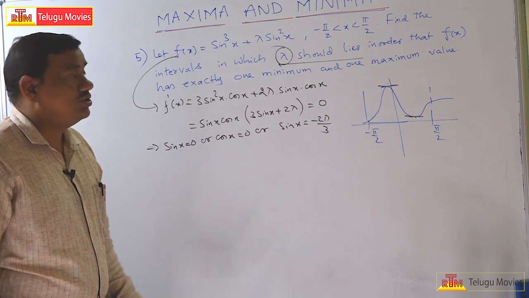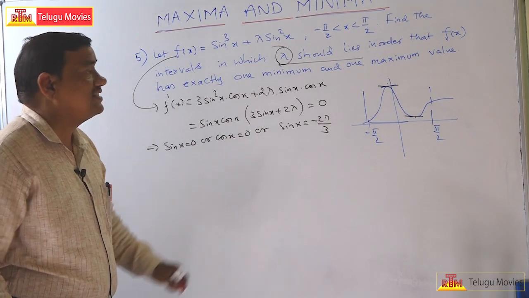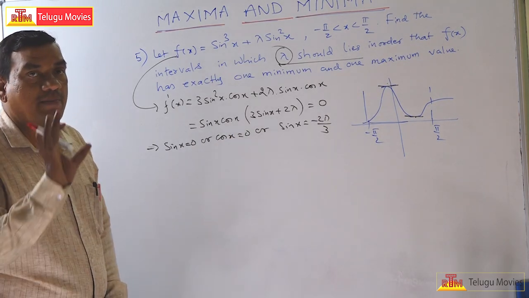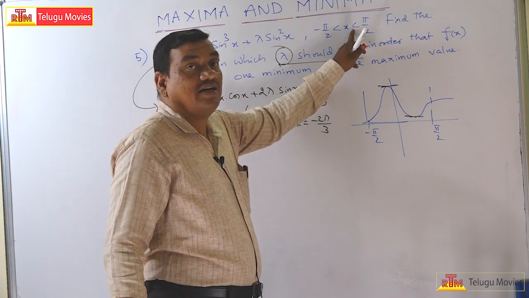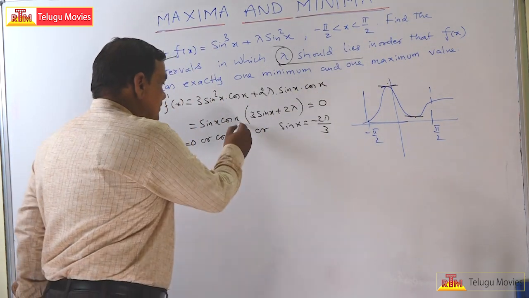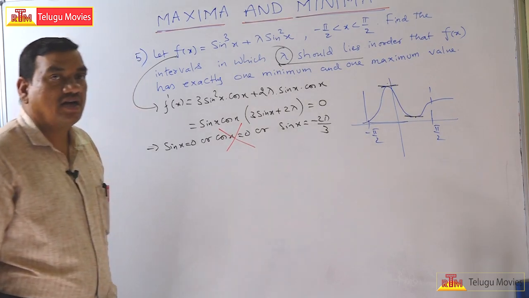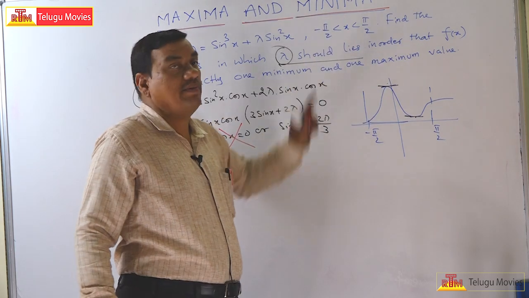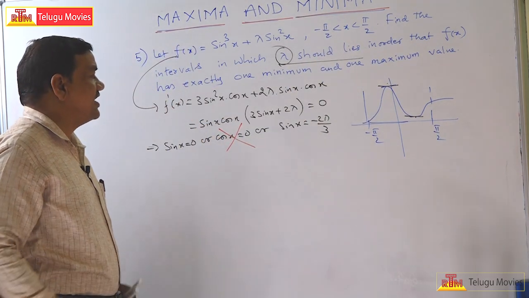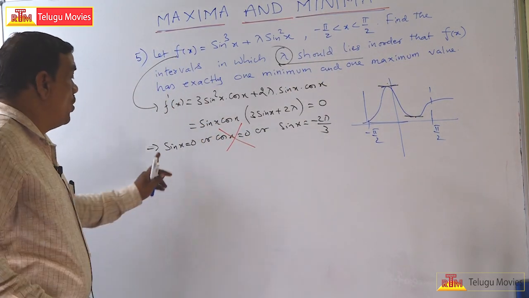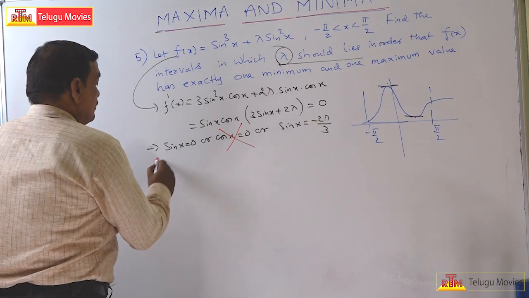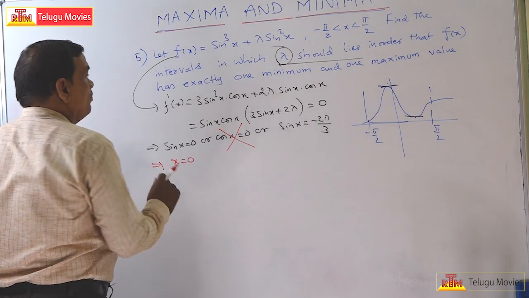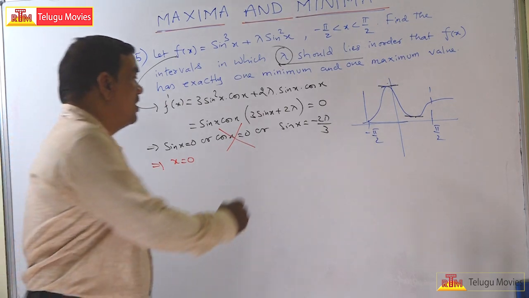Cos x is equal to 0 means what? x is equal to plus or minus pi by 2. But here x is not taking the value pi by 2. That is why in this case you cannot get cos x equal to 0, because x does not take the value pi by 2. Therefore, this case will be cancelled. Sin x is equal to 0 implies x is equal to 0. Afterwards, we will see.